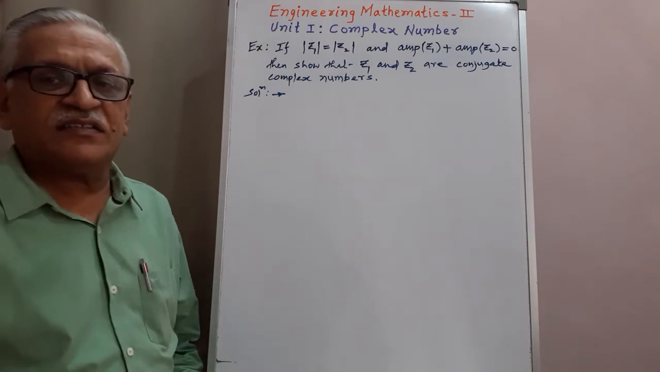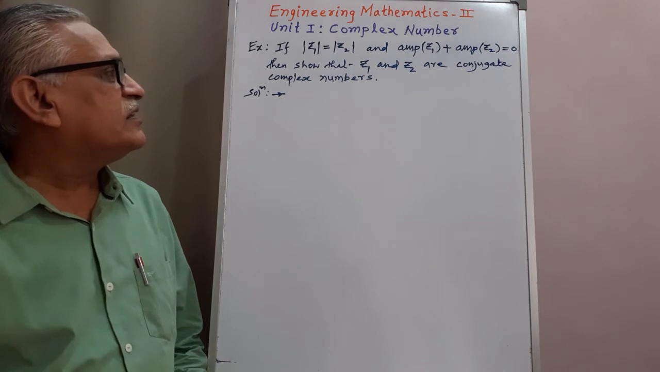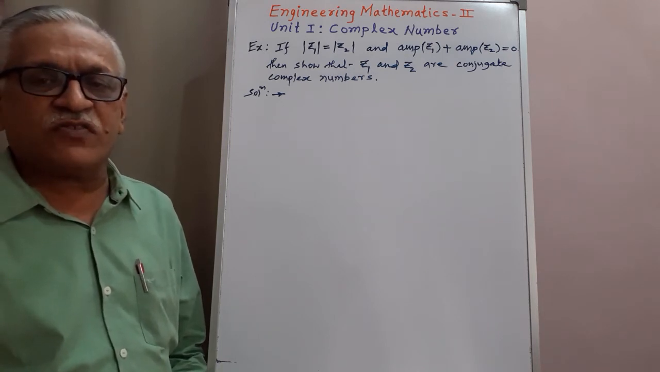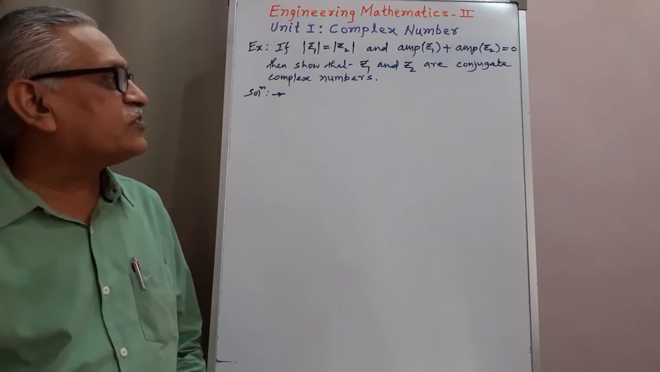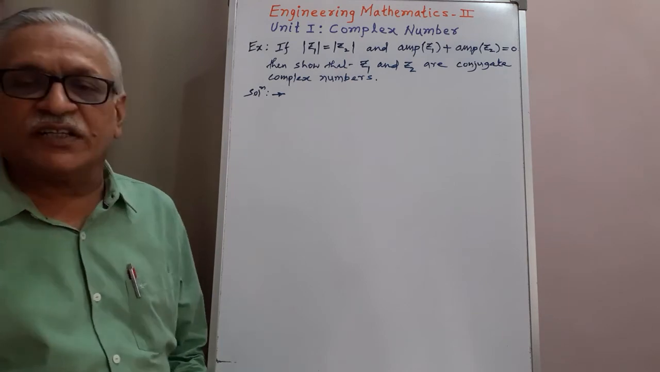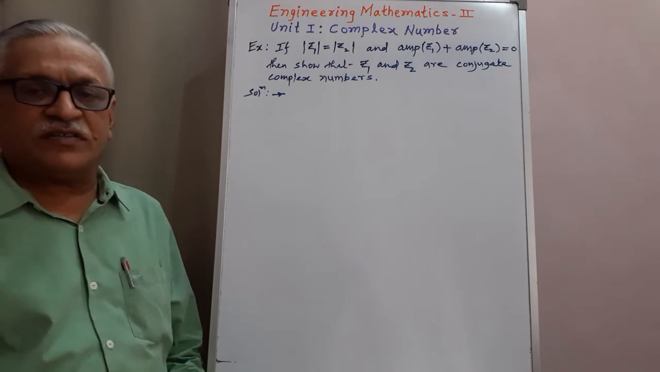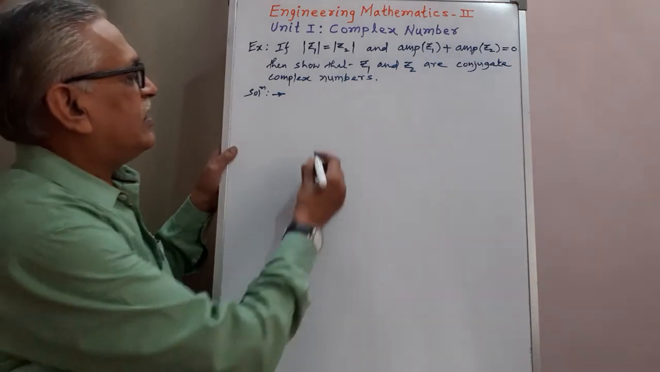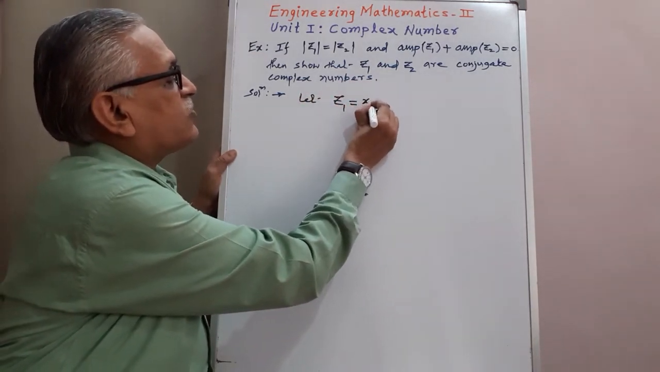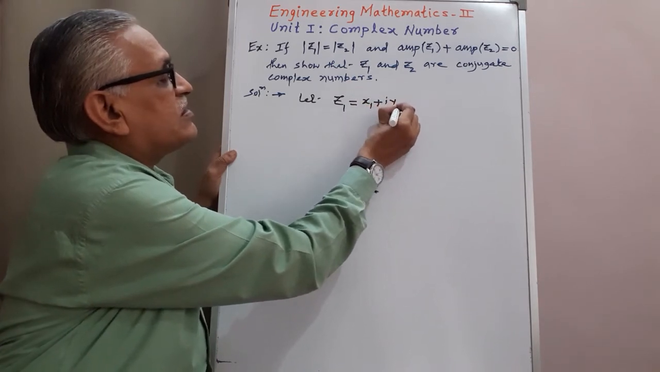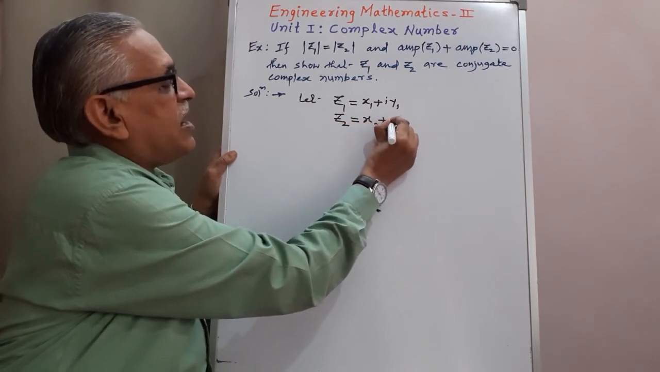Let us see that example. If absolute value of Z1 is equal to absolute value of Z2, or mod of Z1 is equal to mod of Z2, and amplitude of Z1 plus amplitude of Z2 is equal to 0, given information, then show that Z1 and Z2 are conjugate complex numbers. To prove this, let's consider the first complex number Z1 as x1 plus iy1 and Z2 as second complex number x2 plus iy2.